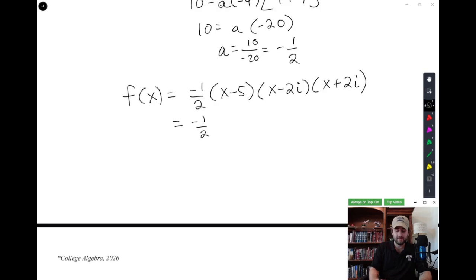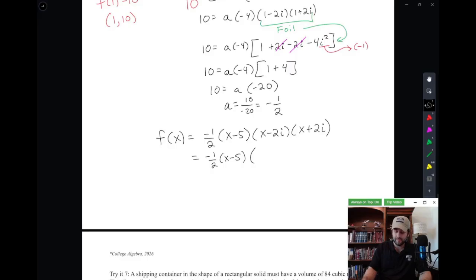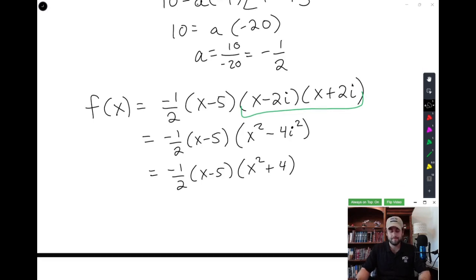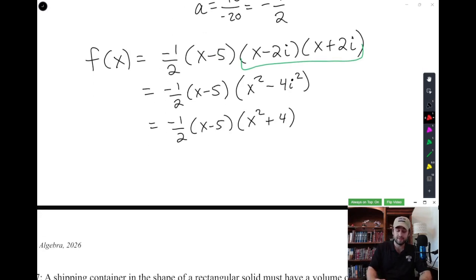So I've got negative 1/2 times x minus 5, and this is the exact same FOIL we did a second ago. If we need to combine these two terms, we're going to FOIL them the same way. So we're going to end up with x squared as the first term. The minus 2i and the plus 2i are going to go away. Minus 4i squared, which is the same thing as negative 1/2 x minus 5 x squared plus 4. And then I'm going to FOIL one more time right here. We're going to FOIL again. Sorry, I meant to write FOIL up here.